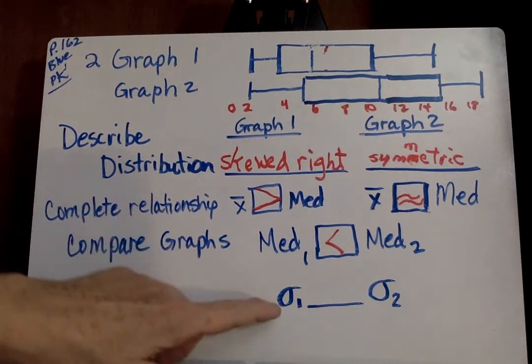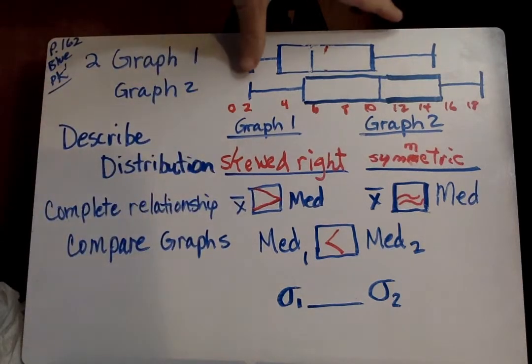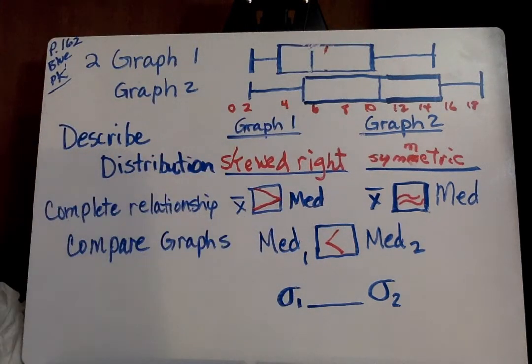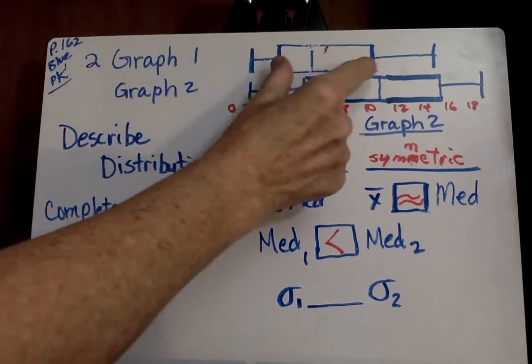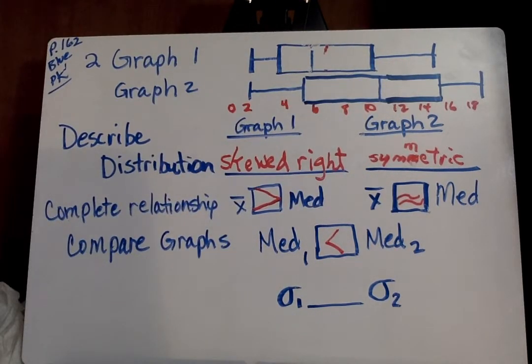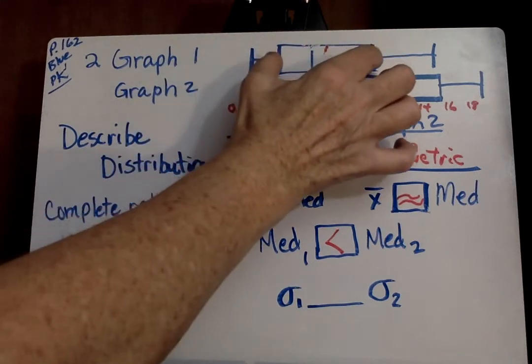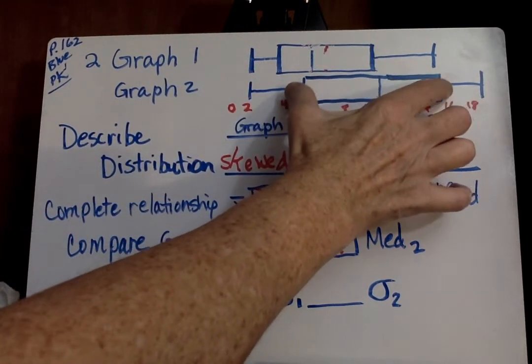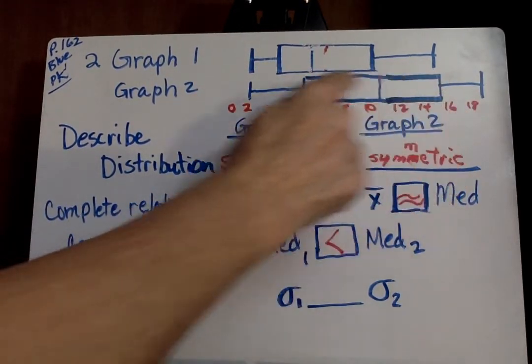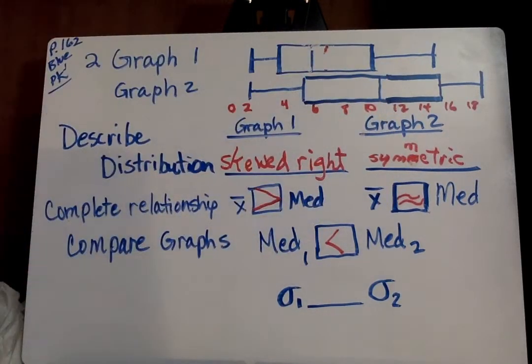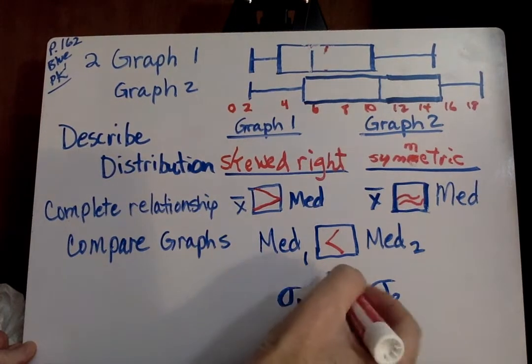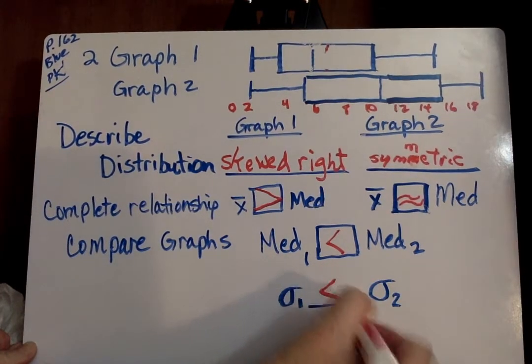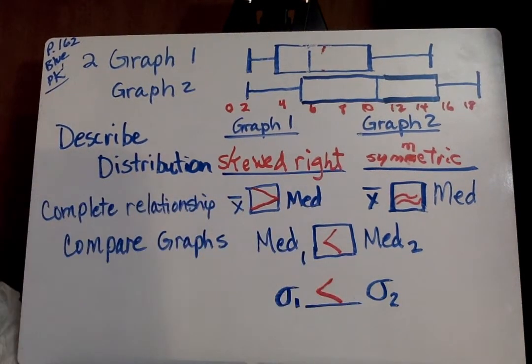And that just means how spread out is the data on 1 compared to 2. The main thing you want to look at is the size of the box. Which one is spread out more? This one is this wide, and this one is even wider. So this standard deviation is bigger than this standard deviation. So we say standard deviation of graph 1 is less than standard deviation of graph 2. And there you have it.